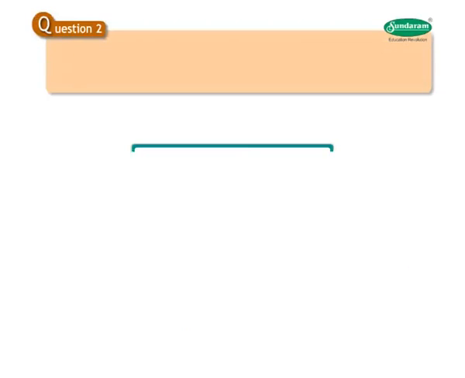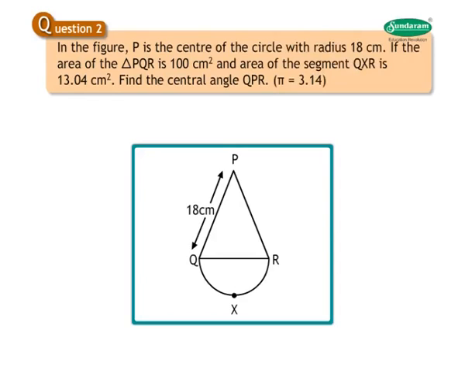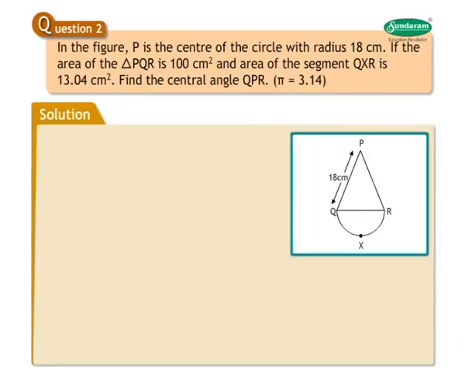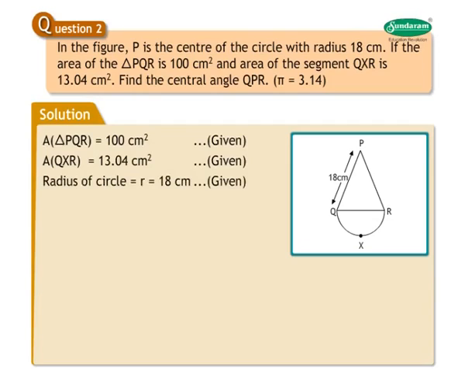Question 2. In the figure, P is the center of the circle with radius 18 centimeters. If the area of the triangle PQR is 100 centimeters square and area of the segment QXR is 13.04 centimeters square, find the central angle QPR. Pi is equal to 3.14. Solution. It is given that area of triangle PQR is 100 centimeters square. Area of the segment QXR is 13.04 centimeters square and radius is 18 centimeters.